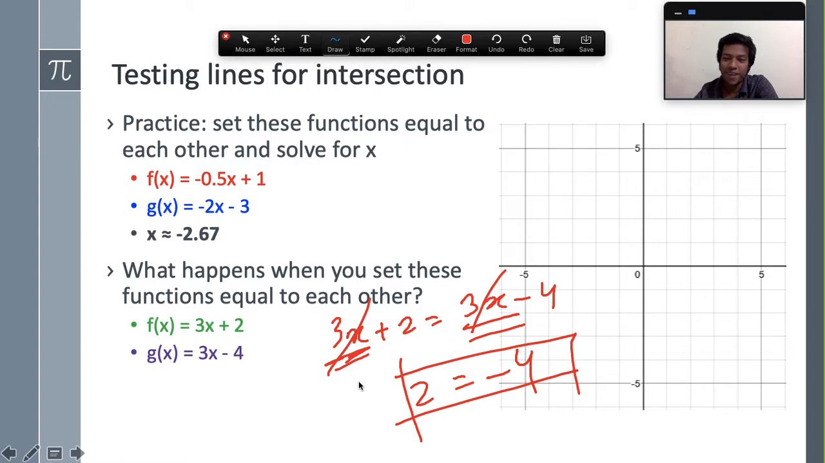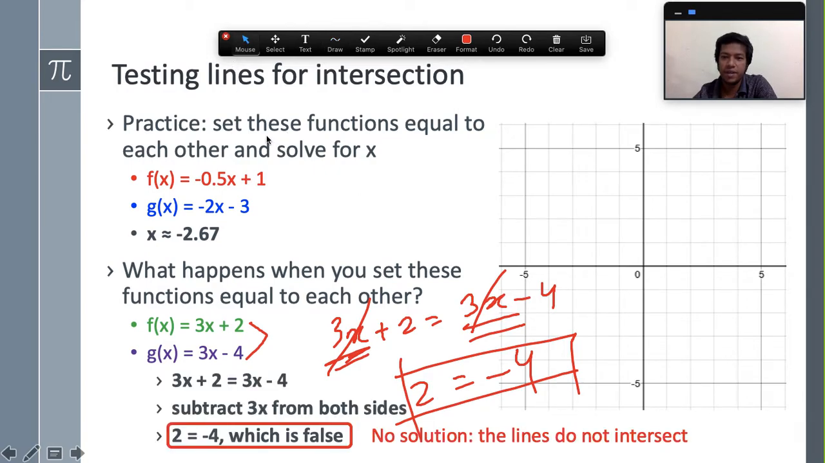So if you see this kind of situation arises where you get something like this: 2 equal to minus 4, 1 equal to minus 1, 1 equal to 5. That means this is a wrong conclusion. That means these two lines will not intersect. In fact, they are parallel lines. That's why they will never intersect.